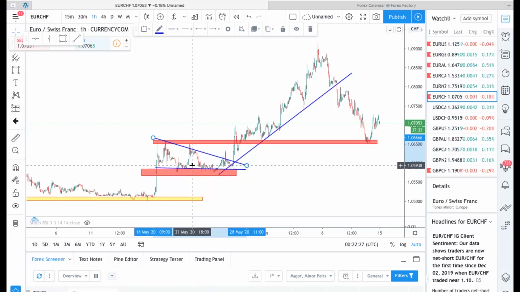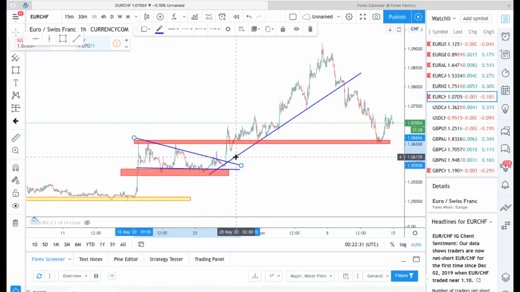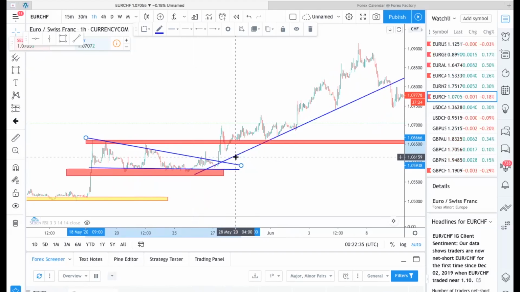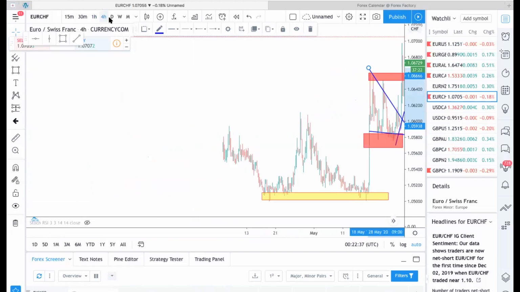All right. So let's try and analyze this. Let's break it down and get into the psychology behind it and everything, which is actually price action. I'm going to the 4 hours.